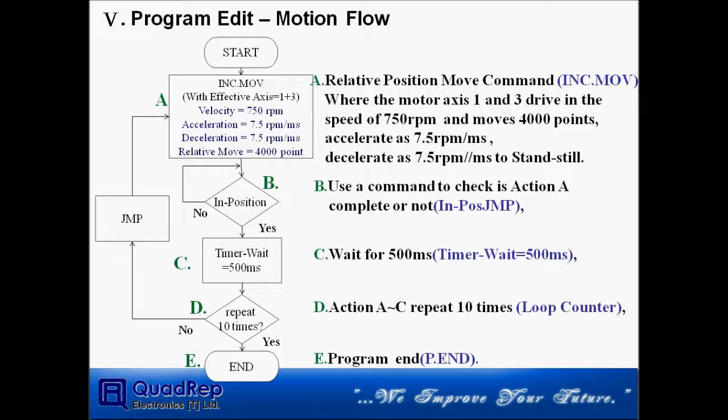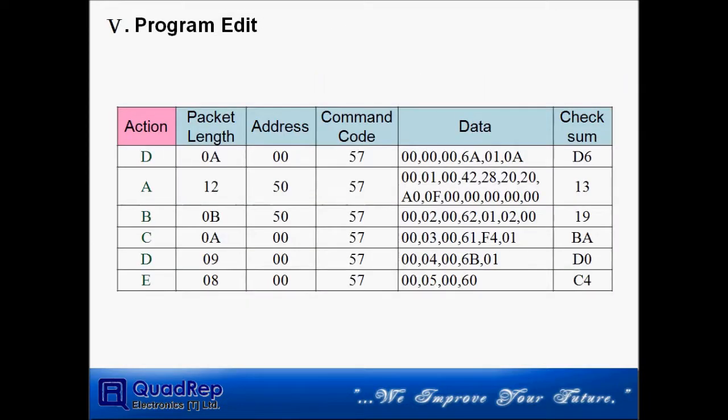This slide shows the motion flow of the demo video, where motors SX1 and SX3 drive at a speed of 750 revolutions per minute and move 4,000 points. Both acceleration and deceleration are 7.5 revolutions per minute each millisecond, and we wait for 500 milliseconds after the motor stops. A loop counter will be set to repeat both actions 10 times. After editing, we can make the command list like this.